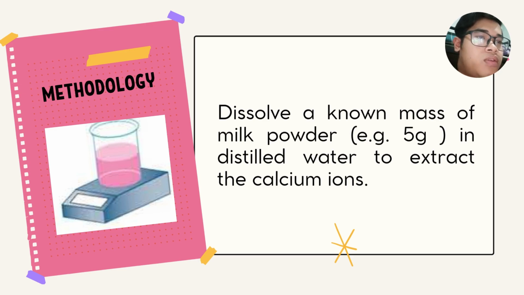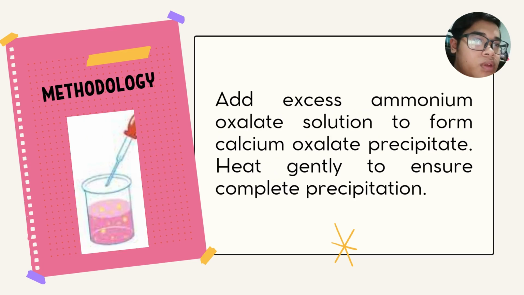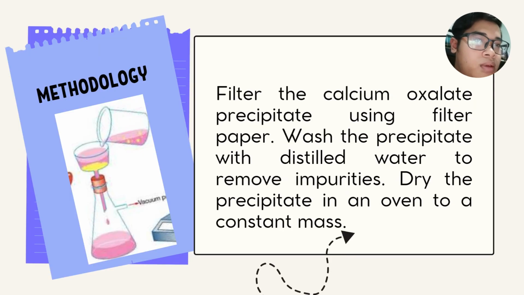The first step of this methodology is to dissolve a known mass of milk powder, for example 5 grams of milk powder, in distilled water to extract the calcium ions. Next, add excess ammonium oxalate solution to form calcium oxalate precipitate. Heat gently to ensure complete precipitation.